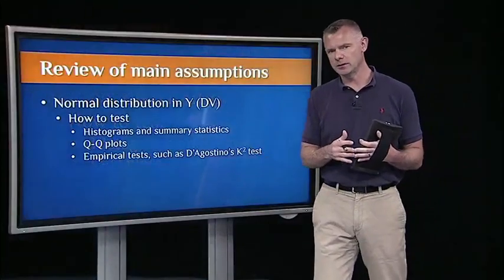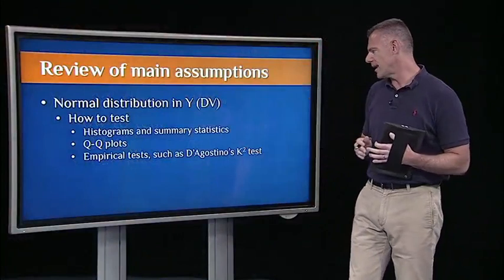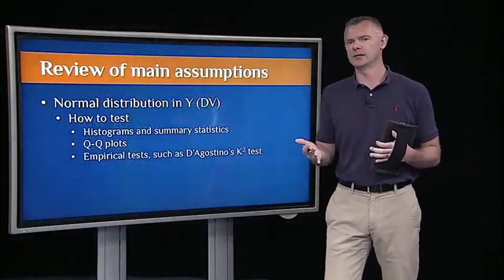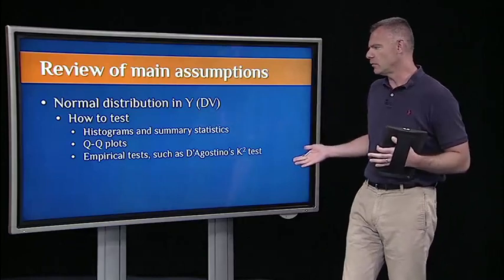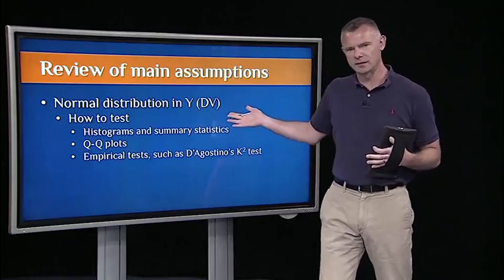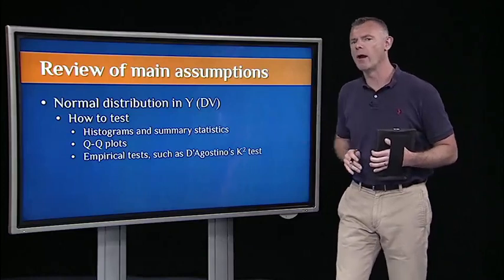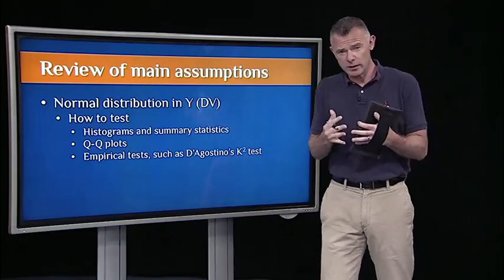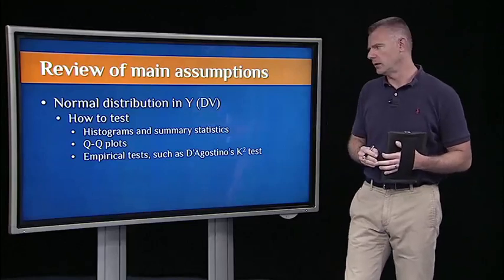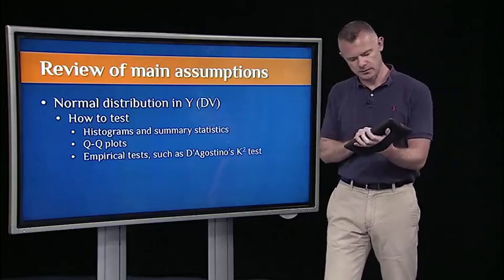There are a few empirical tests. Probably the best known is D'Agostino's K-squared test. But they're very rare. It's unusual that we would employ them just to test this assumption, but I wanted to make you aware of them. You can Google empirical tests of normal distribution if you really want a test of this assumption.